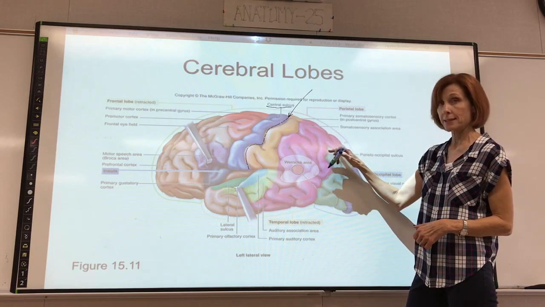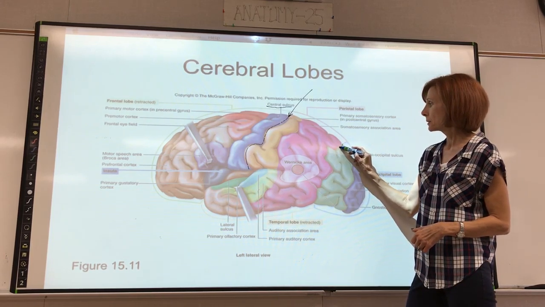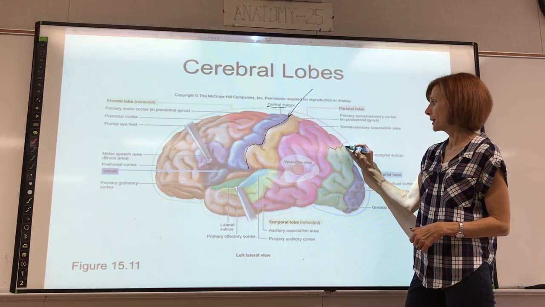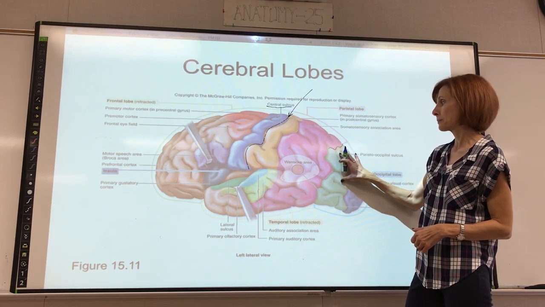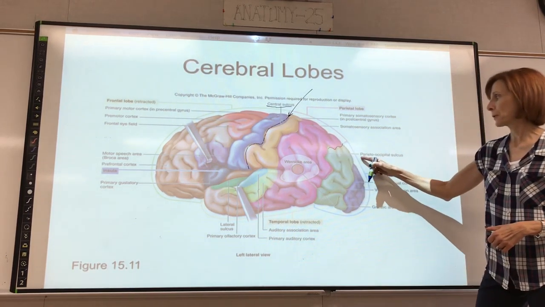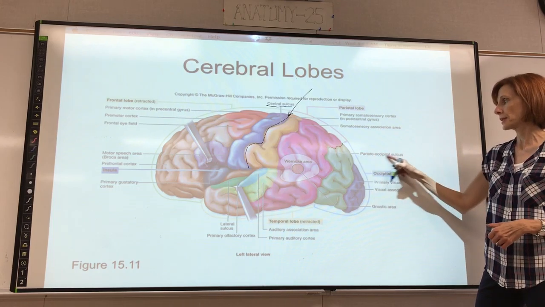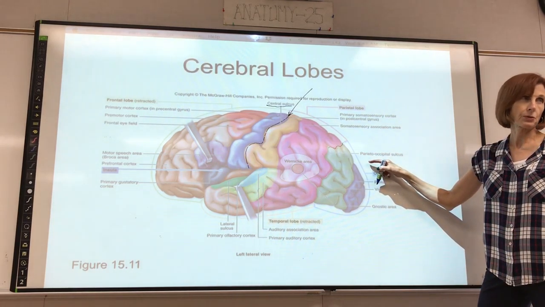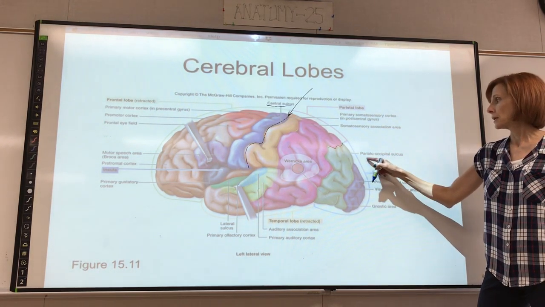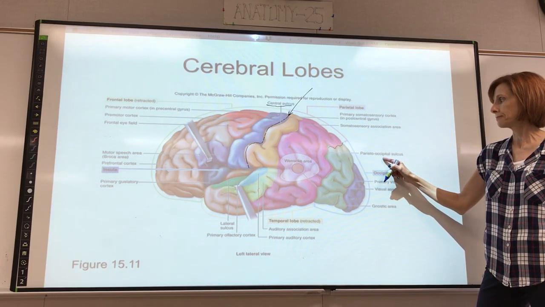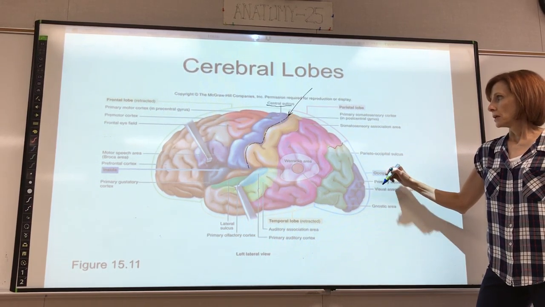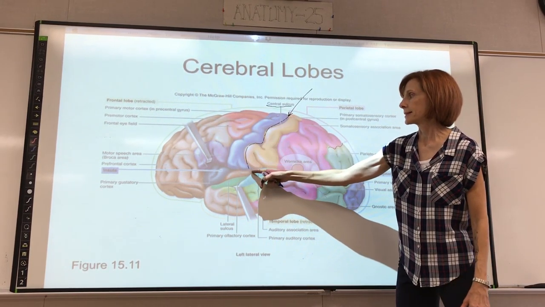There is another sulcus here I would like you to know, coming down, that separates the parietal from the occipital. And this one is called the parieto-occipital sulcus. So this name actually tells you exactly what lobes it separates, parieto-occipital. Again, this one is called central. Okay, and then one more sulcus I want you to know, and that is this one here.